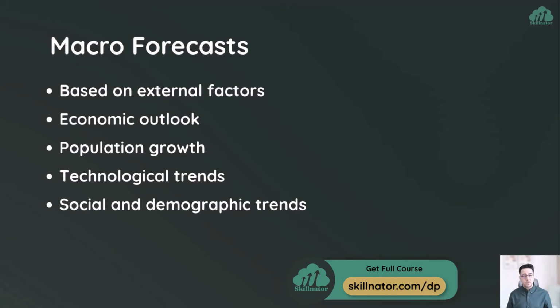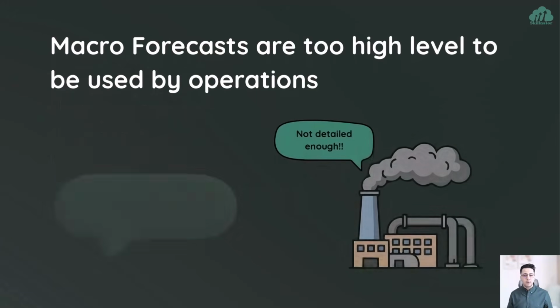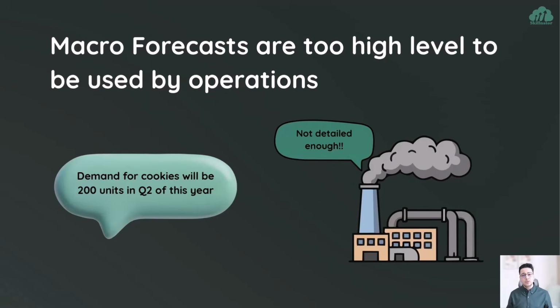Macro forecasts are useful for directional planning, strategic discussions, and leadership communication. They help answer questions like where the business is heading and what the external environment in which the business operates is looking like. However, macro forecasts are way too aggregated to run the day-to-day operations of the business. For example, if I tell my plant manager that the total cookie sales will be 200 units in Q2 of next year, then that information is not sufficient for them to create a production plan.